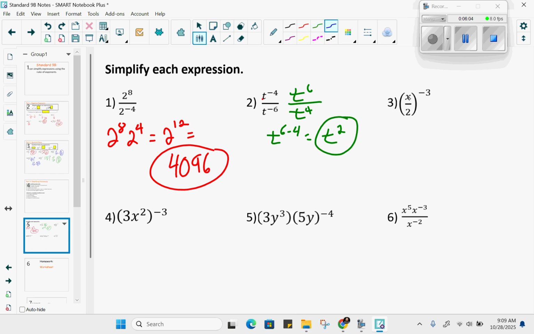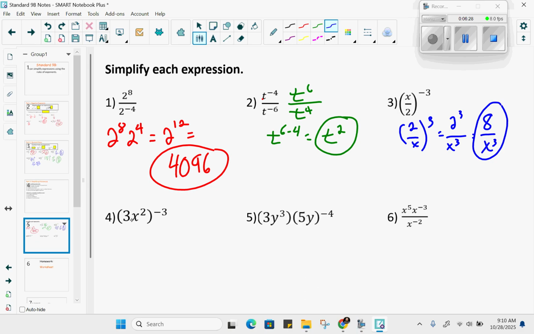Question 3. Now I have x over 2 all raised to negative 3. That negative says I'm going to flip inside the parentheses first. So now I'm going to have 2 over x all raised to the third power, which is 2 to the third over x to the third, which is 8 over x to the third. That's all the criteria. No parentheses, no separate bases. The numeral base has been expanded.